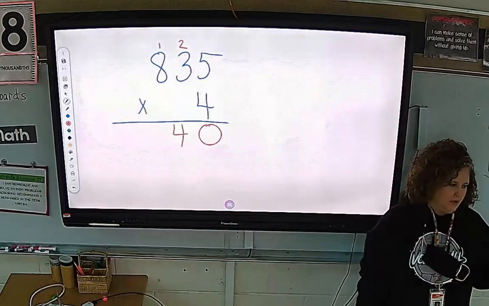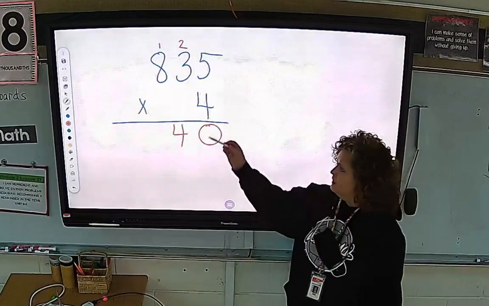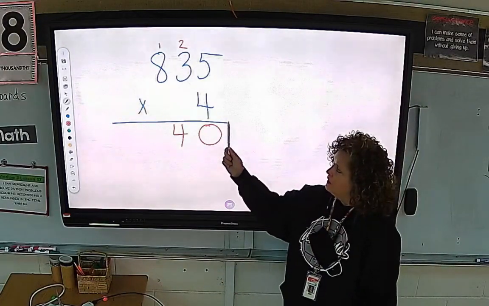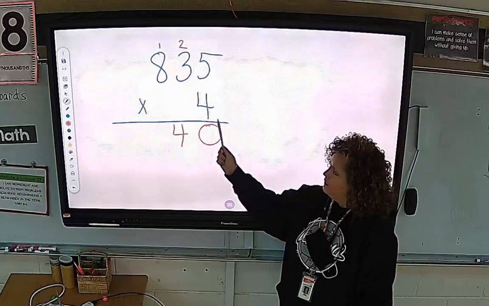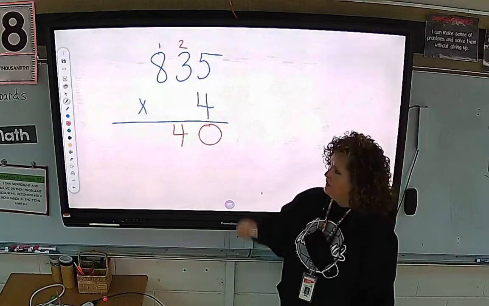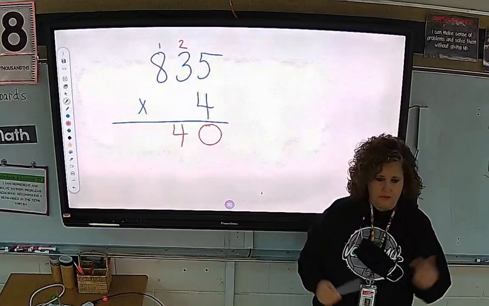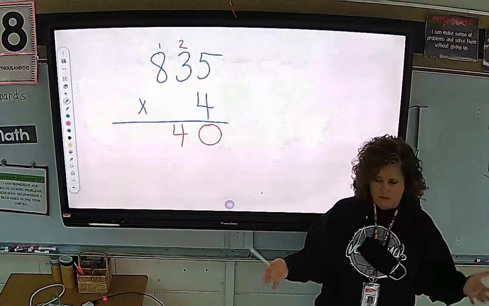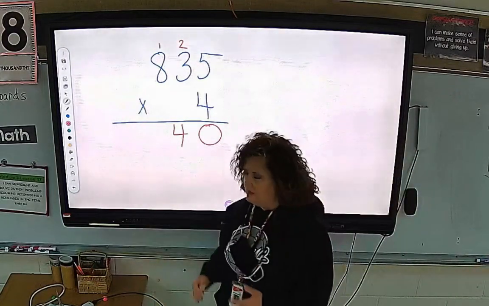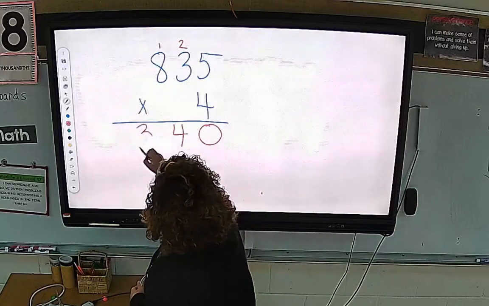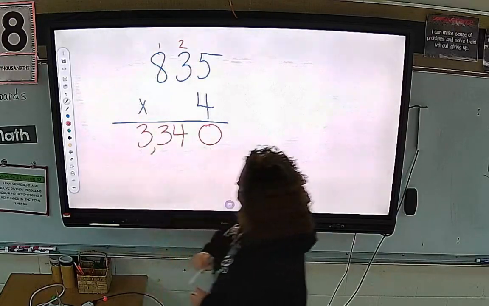Last part here, Faith, what would we do? You would multiply 4 and 8 and add the 1. Okay, exactly what we do. What is 4 times 8? 32. 32 plus 1 more would be 33. So there's our final answer.